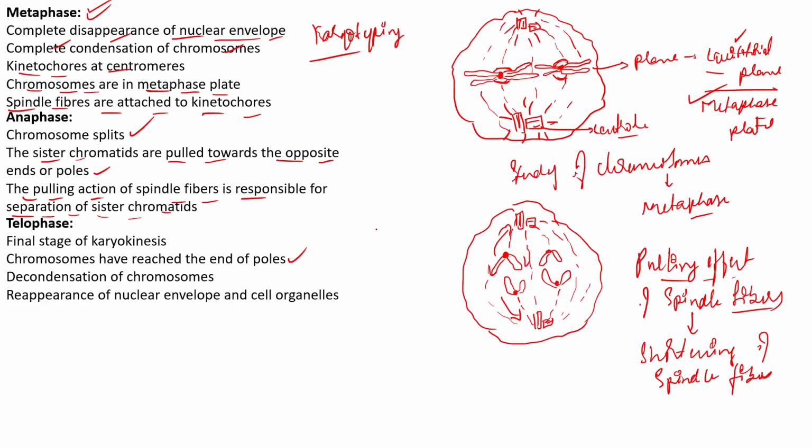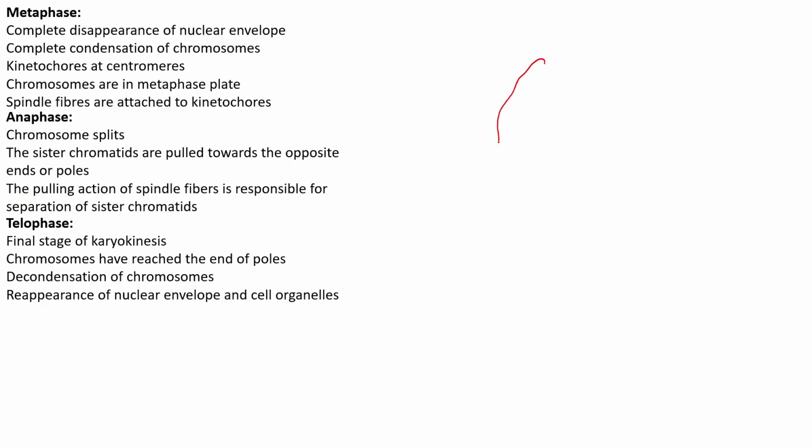So if I have to show this diagrammatically, you can see that this is one pole, and the chromosomes show the reappearance of your nuclear envelope. So you can see that the chromosomes have actually reached the end poles, completely reached to the one end of the pole, right?